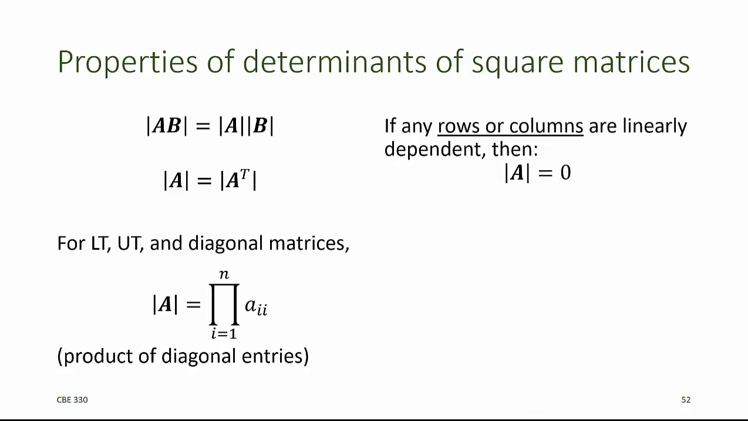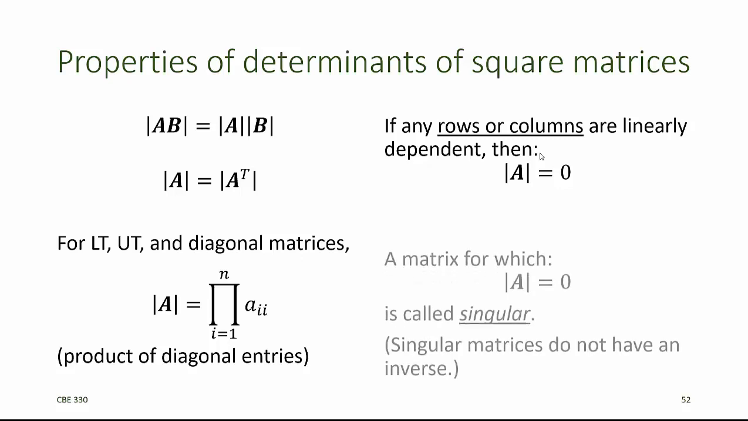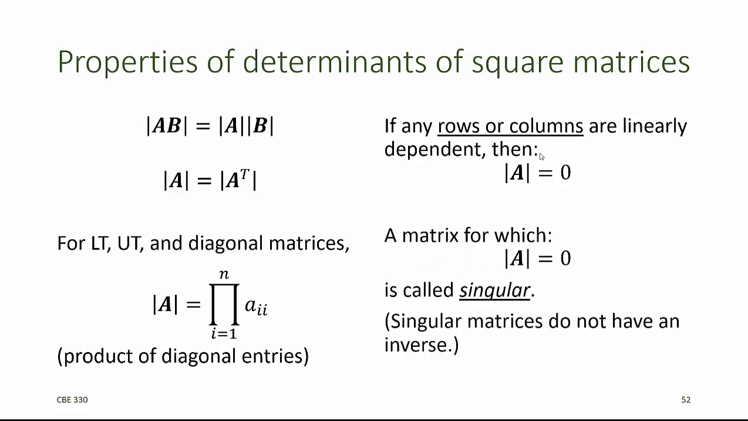If any of the rows or columns of the matrix are not linearly independent from other rows or columns, then the determinant of the matrix is 0. We call matrices like this singular. A matrix that has a 0 determinant is called a singular matrix. One important property of singular matrices is that they do not have an inverse. That is, there's no matrix that you can multiply by a singular matrix to obtain the identity matrix.